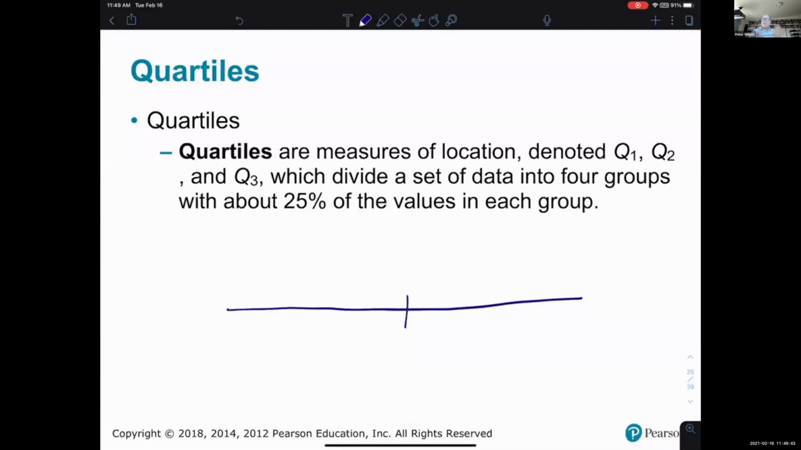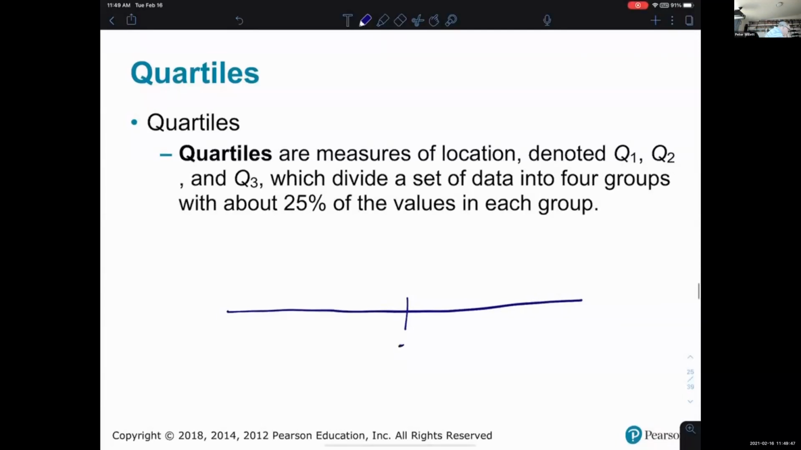And it may not be perfectly symmetric, so I'm going to try to illustrate that. So here I'm at the 50% mark. And let's say I went over here and I was at the 25% mark. And let's say I went here and I was at the 75% mark.